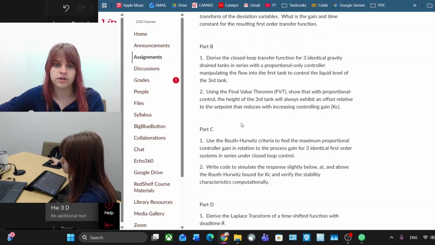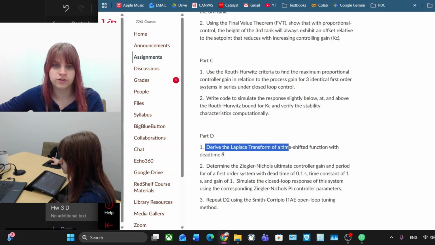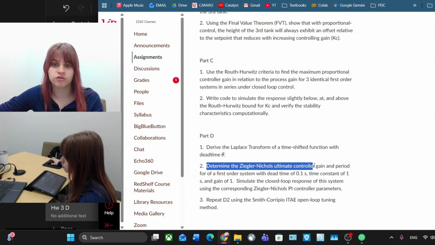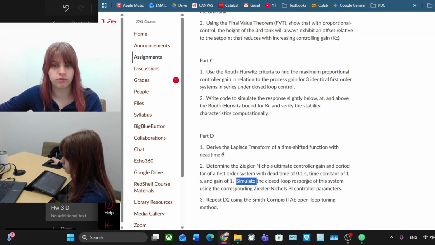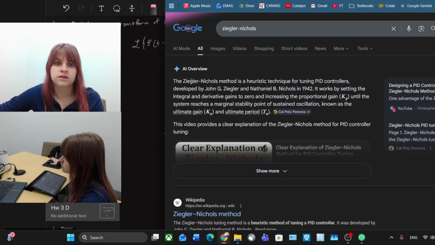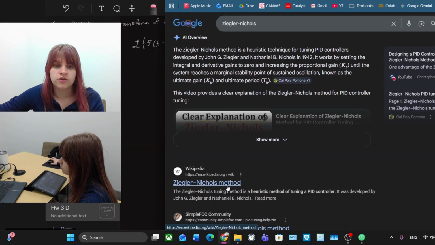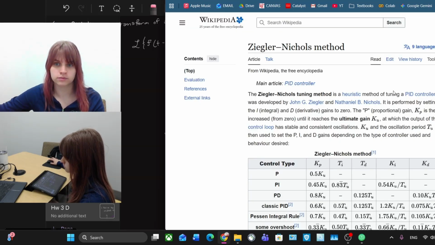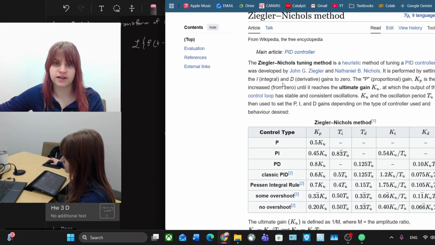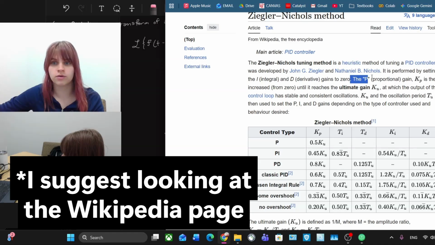The next thing we want to do, since we derived the Laplace transform, is determine the Ziegler-Nichols ultimate controller gain and period for a first-order system with dead time of 0.1 seconds, time constant of 1 second, and gain of 1. Then we're going to simulate the closed loop response. Looking up what Ziegler-Nichols is, it's a tuning method for a controller. It's performed by setting the integral and derivative gains to 0, and you can read this if you do not know what this is.